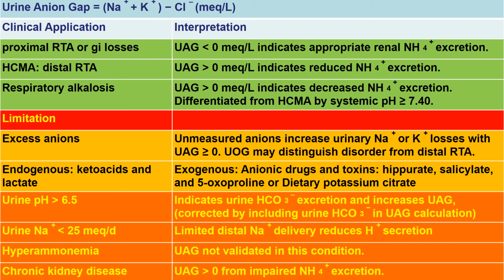So in those conditions, or if you suspect such a condition, think of getting a urine osmolar gap. I'm not going to go into that detail, but it is better because it will look for ammonium concentration, but not be affected by the anions present in the urine.